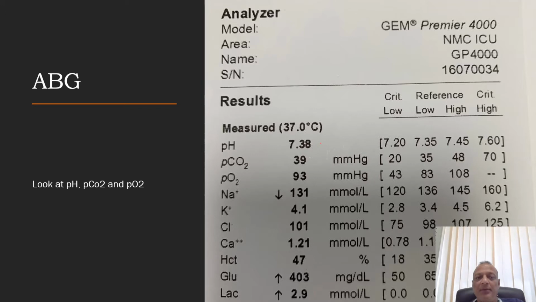Now look at this ABG, look at pH. pH is 7.38, PCO2 is 39 millimeters of mercury, and PO2 is 93 millimeters of mercury. It appears that this ABG is normal.